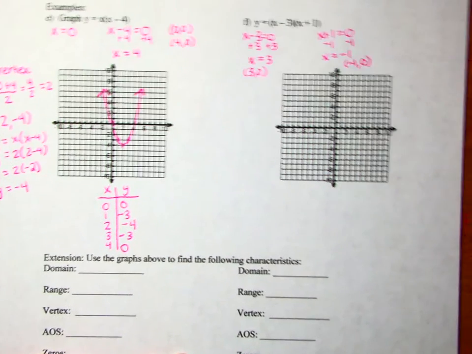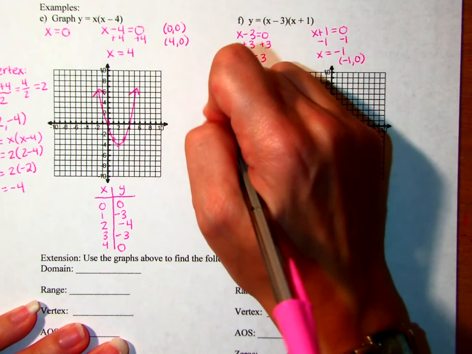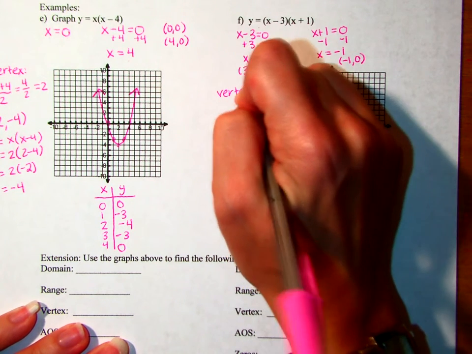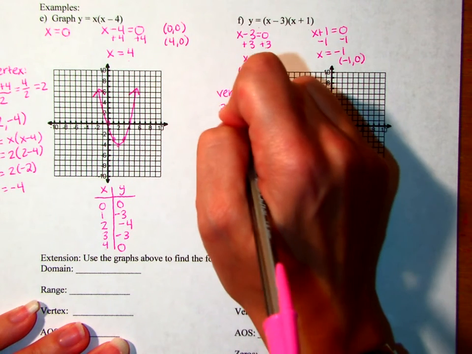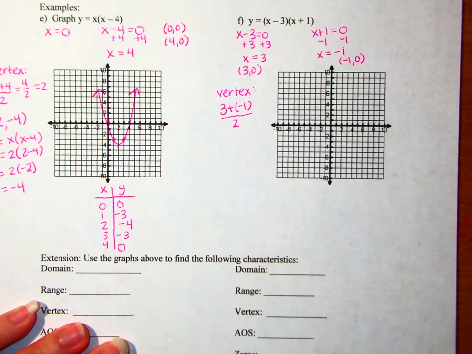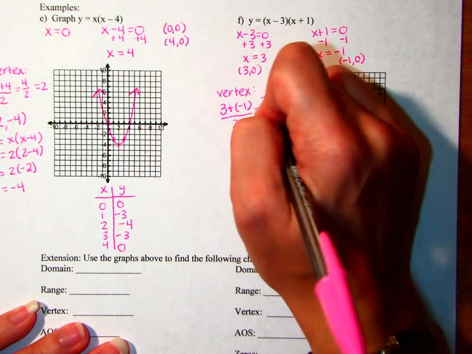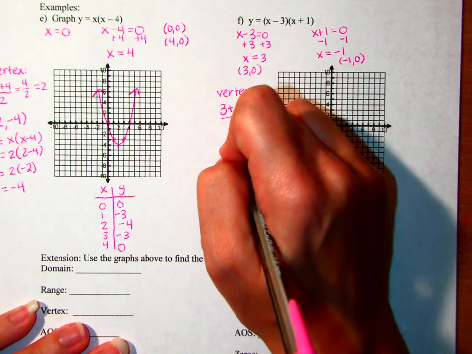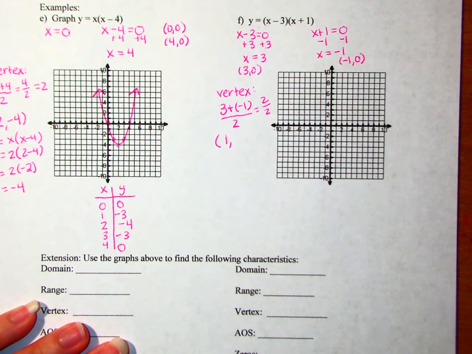From here, you should have found the average of your zeros to help you find the vertex. So here we go. Finding the vertex, the two zeros were 3 and negative 1. So we're going to add 3 plus that negative 1, and because there's two numbers, we divide by 2. 3 plus negative 1 is equal to 2, and 2 divided by 2 is equal to 1.